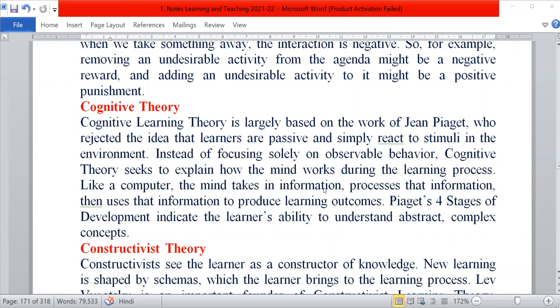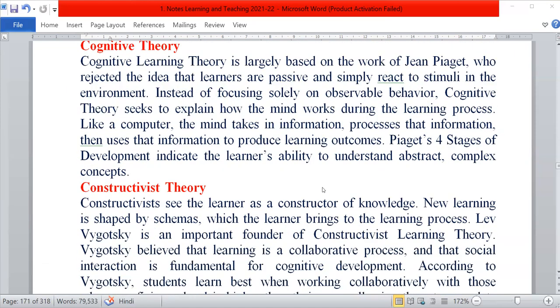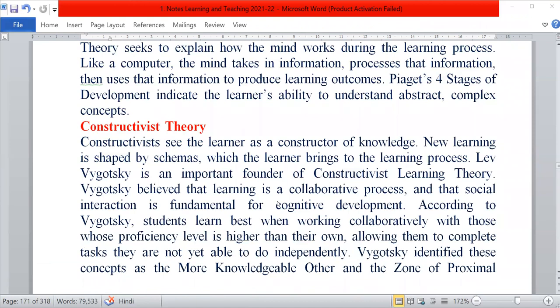Piaget's four stages of development indicate the learner's ability to understand abstract, complex concepts. Now, the third theory is constructivist theory. Constructivists see the learner as a constructor of knowledge. New learning is shaped by schemas, which the learner brings to the learning process. Lev Vygotsky is an important founder of constructivist learning theory.